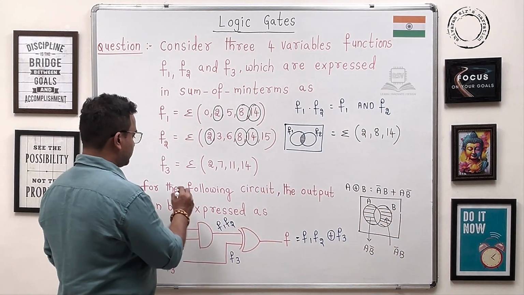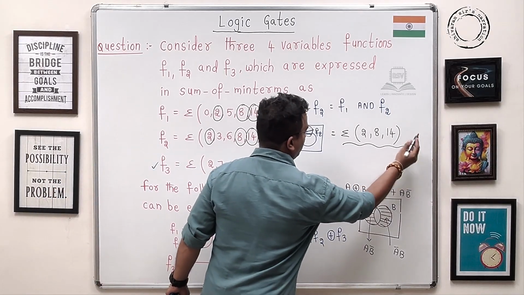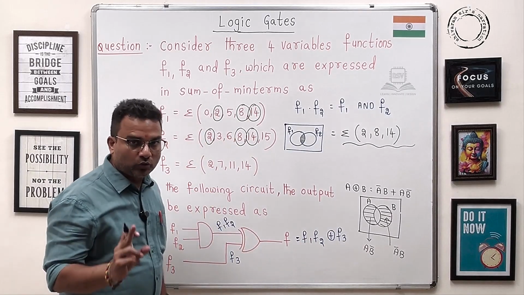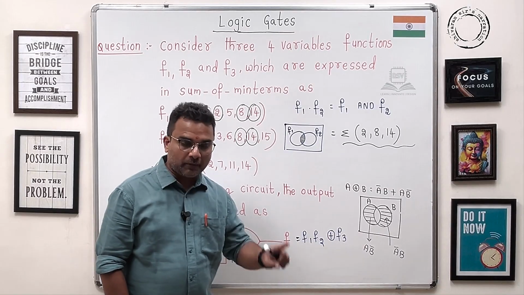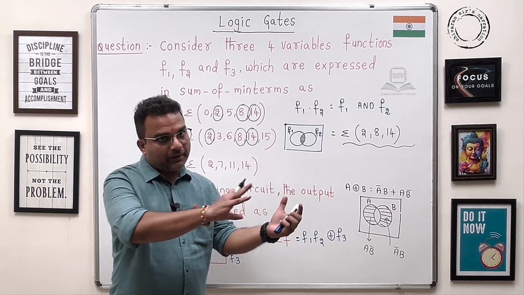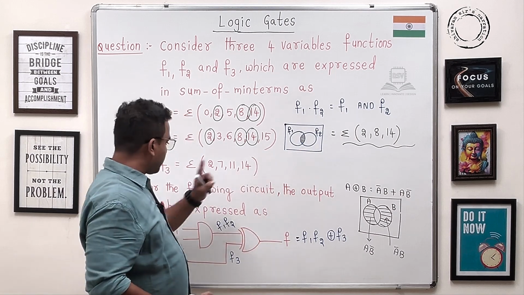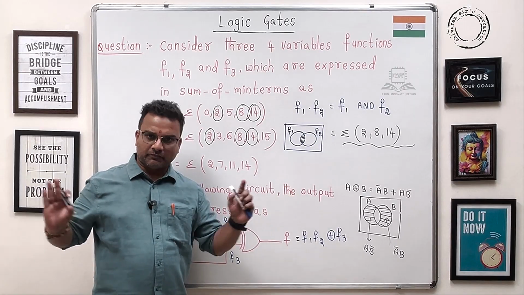Now, guys, this is F3. This is the resultant: 2, 8, 14. Now what to do? We need to follow XOR operation. For XOR operation, you need to exclude the common terms and consider the remaining terms present in both the functions. That's it. It is so easy.